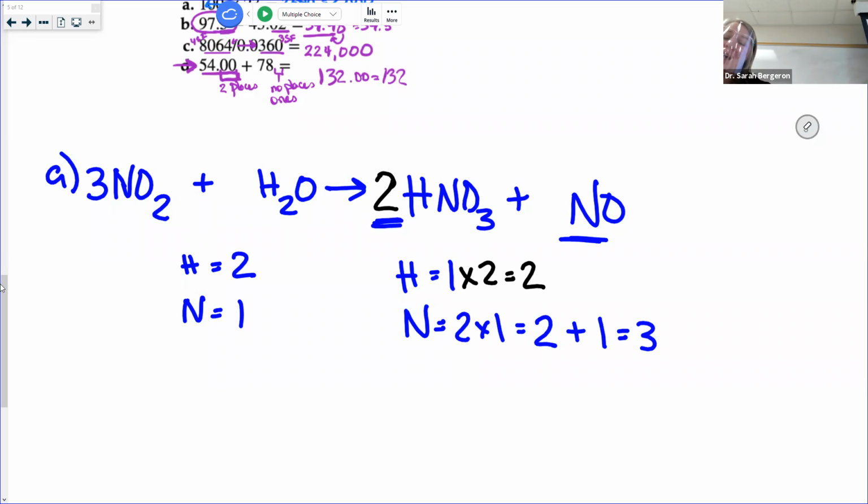Let me do that in black, so it's kind of easy to see. A 3 here. So now I have 1 nitrogen atom in this molecule, but I have 3 molecules. So I'm going to say 1 times 3 is what? 3. Okay. Now what? I need to do my oxygens, right? Okay, so oxygen, 3 times 2.